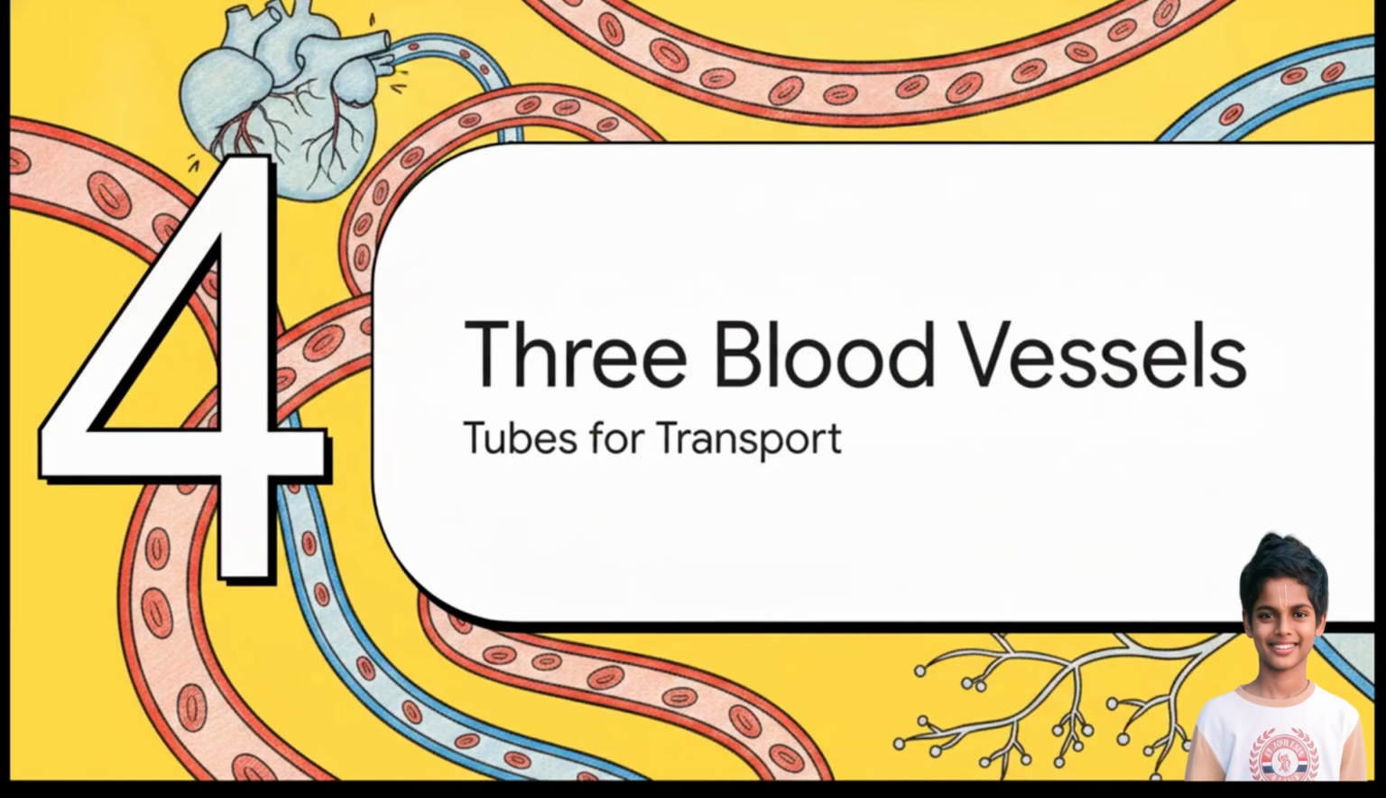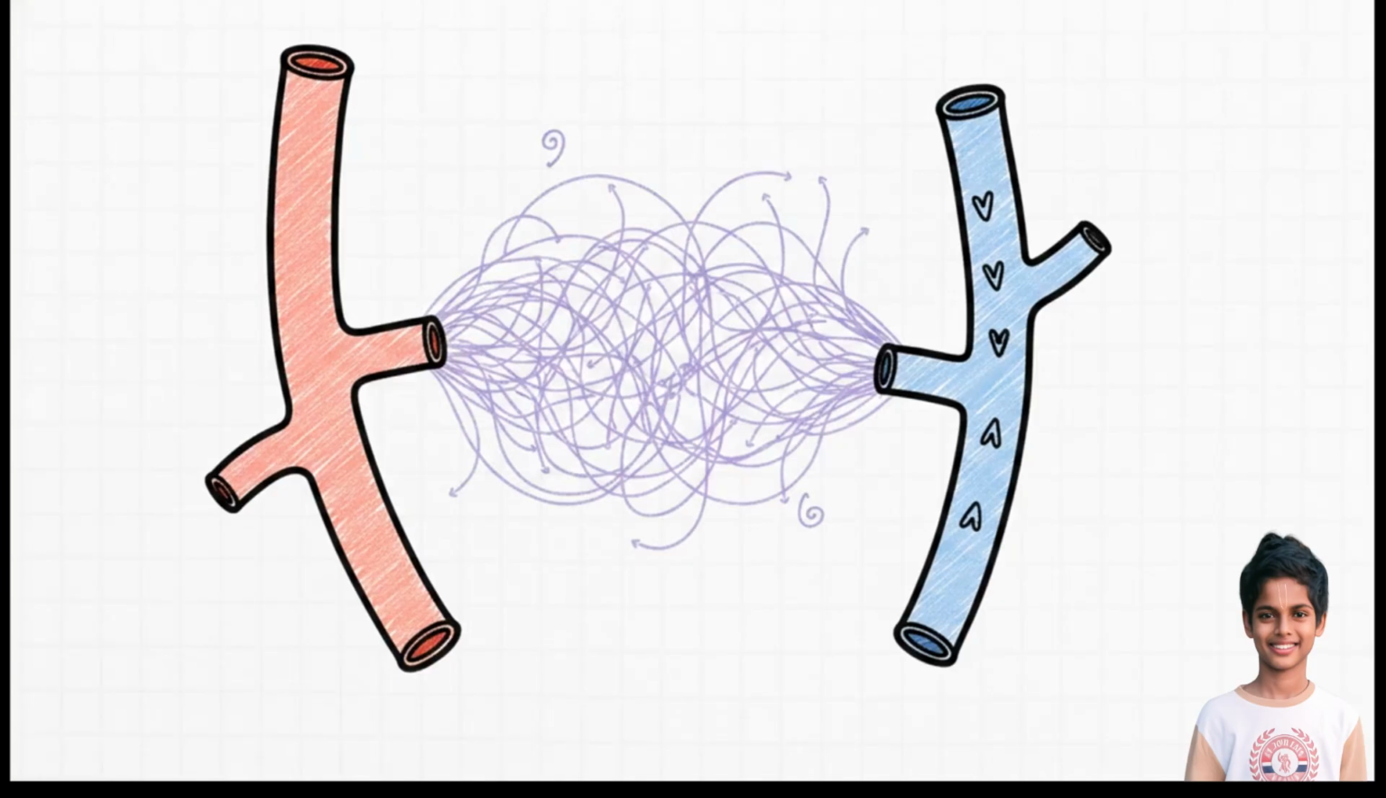All right, so we have our transport fluid and its cellular soldiers. But how does this fluid travel around? Heading number 4, the 3 blood vessels. Blood definitely doesn't just slosh around freely in your body. It flows through a very complex system of tubes called blood vessels. There are exactly 3 types of these blood vessels: arteries, veins, and capillaries. Each one has a very specific structural job to do to keep your internal transport system moving perfectly.